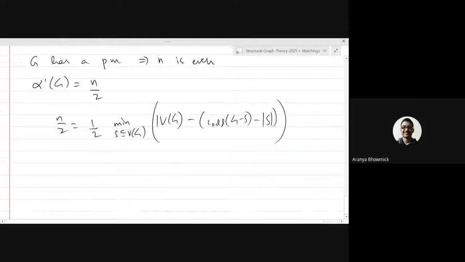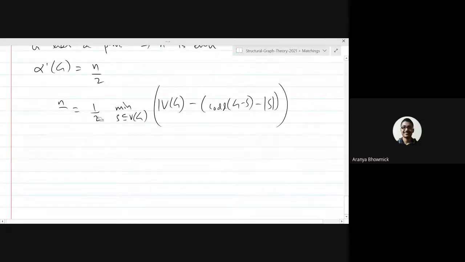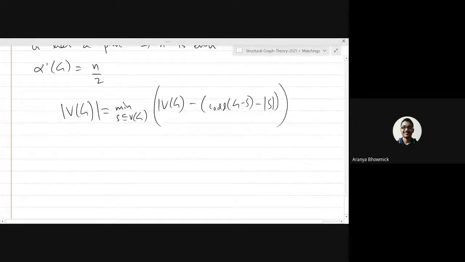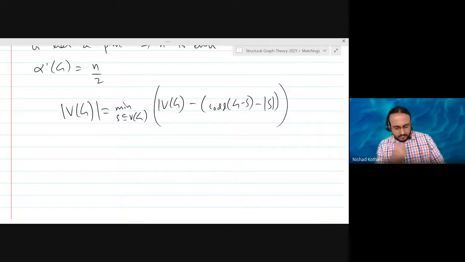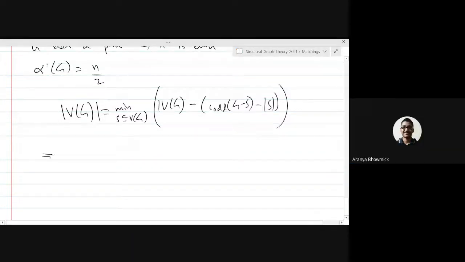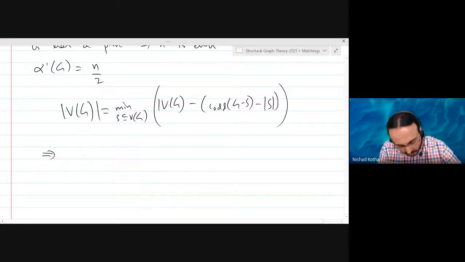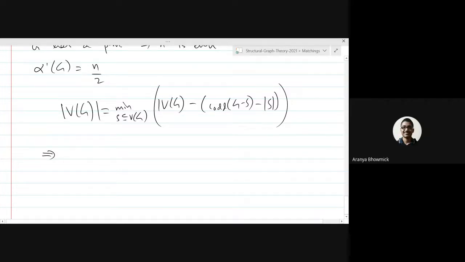And if this minimum quantity is exactly n, that means each of these terms is at least n. That is, |V(G)| minus (c_odd(G minus S) minus |S|) must be at least n, because if some term is less than n, then the minimum will be less than n. Since |V| is exactly equal to n, this quantity can be at least n if and only if c_odd(G minus S) minus |S| is less than or equal to 0. That implies c_odd(G minus S) is less than or equal to |S| for all subsets S of V(G).